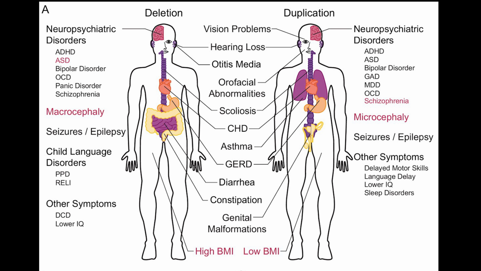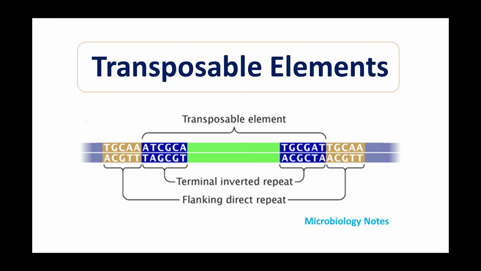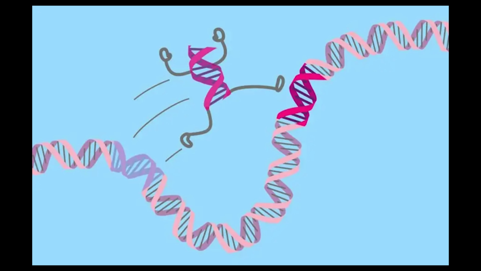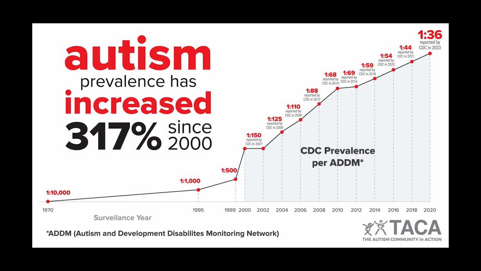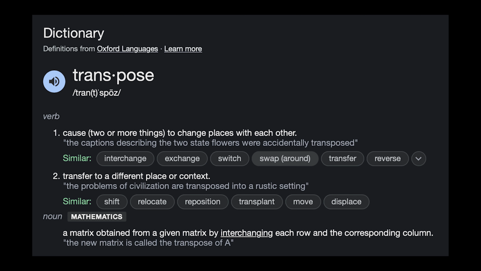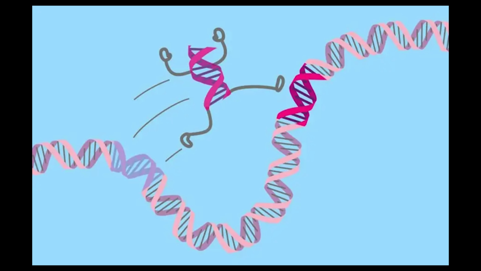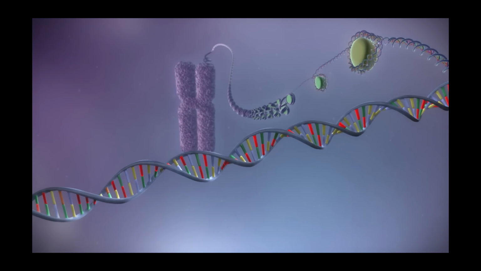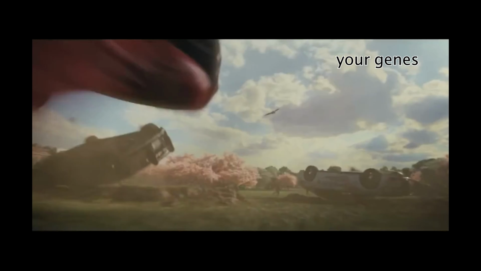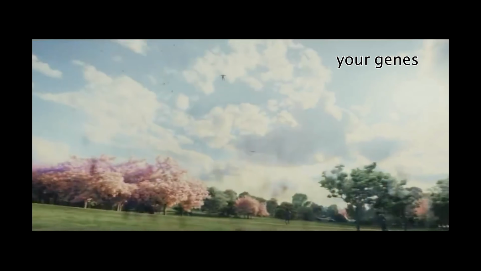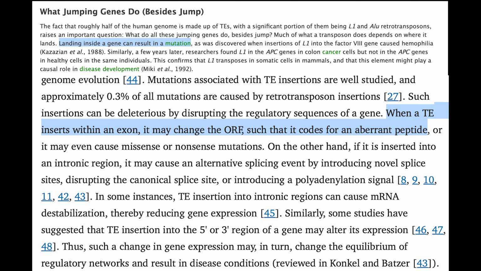or motor dysfunction. Transposable elements, also known as jumping genes, are another factor in genetics that can contribute to the prevalence of autism spectrum disorder. To transpose means to change different things to a different place or context. These jumping genes are sequences of DNA that can move to new locations within the genome. They can disrupt nearby genes or influence how those genes are turned on or off.